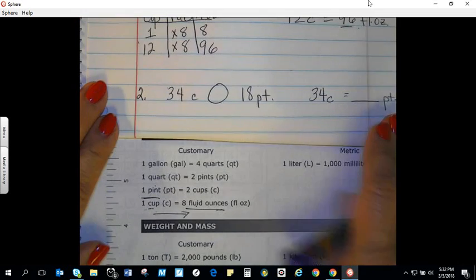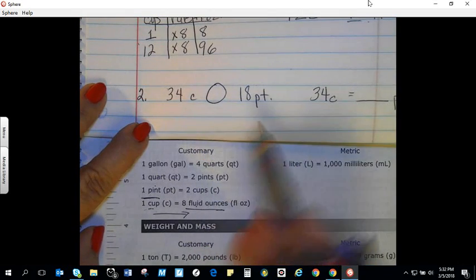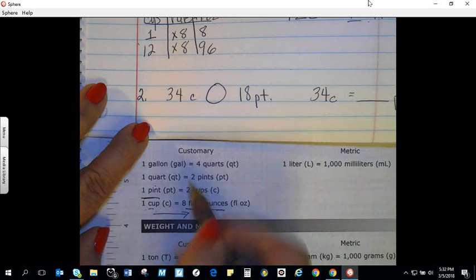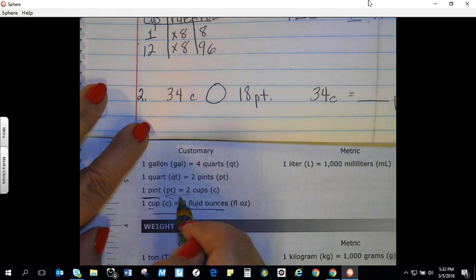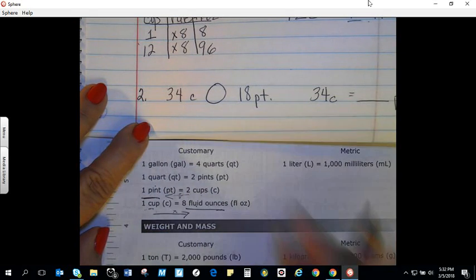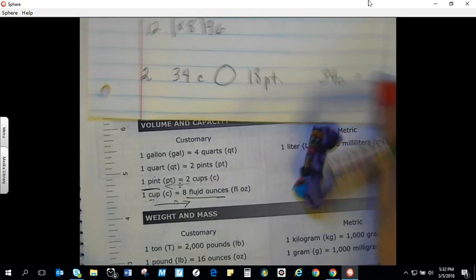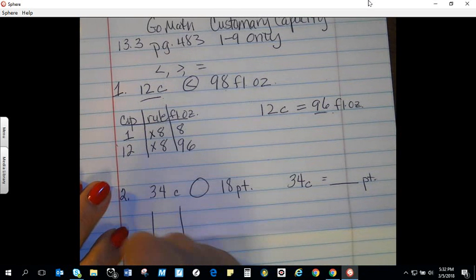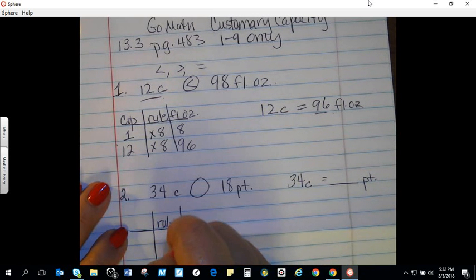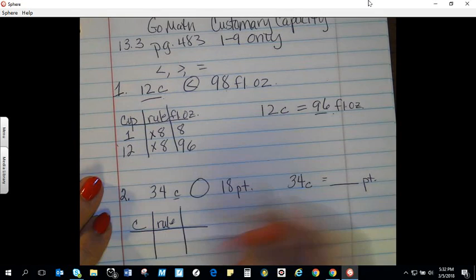Okay. So I'm going from cups to pints. Now I'm working this way. Remember, when I'm going in that opposite direction, it's division. When I'm going in this direction, it's multiplication. So I'm going to continue doing my chart the same way. I'm going to draw my table. I'm going to put my rule. I'm going from cups to pints.